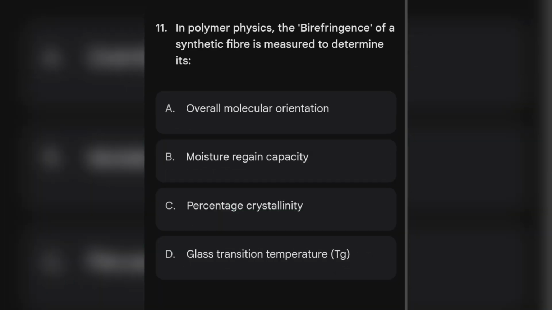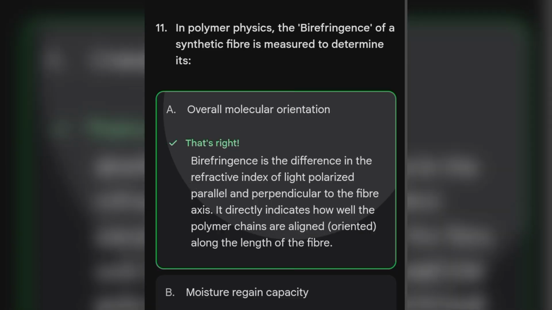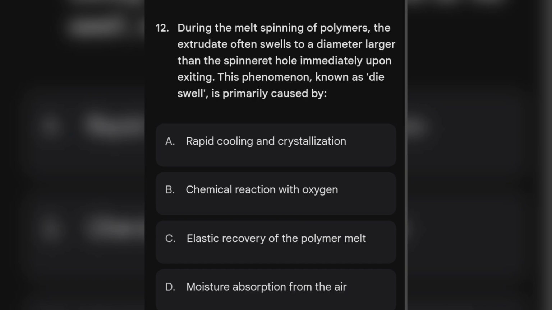The polymer physics of fibre formation: the synthetic measure that determines it basically gives the property about the crystallinity and orientation and various properties. Molecular orientation, yes. Overall molecular orientation.